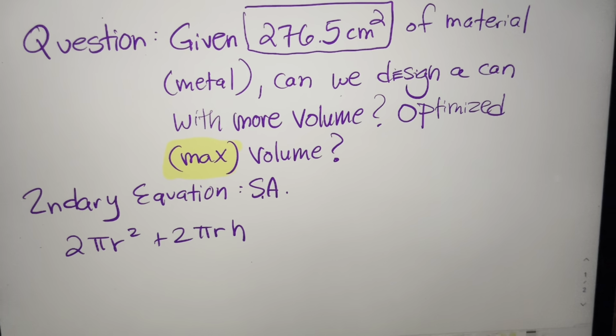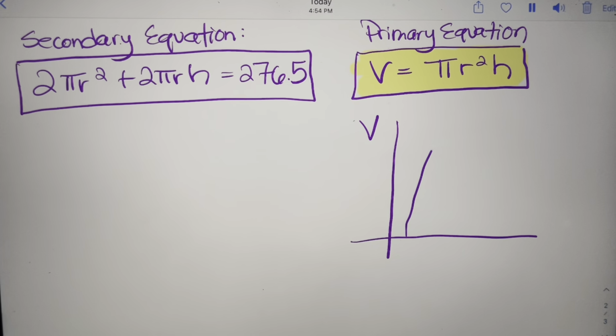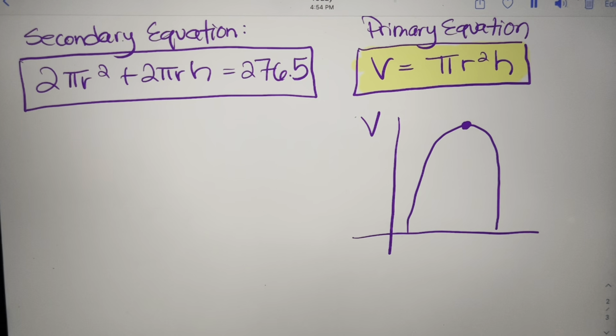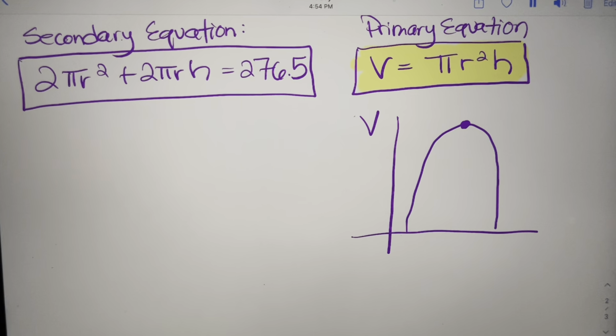And we want to optimize this volume equation. If we want to maximize the volume equation, we know that if we drew volume as a function of some variable, at some point it's going to have a maximum. And we know that the maximum has a first derivative equal to 0. That's the slope of the tangent line. And because it's concave down at this particular point, the second derivative will be negative to give us concave down.